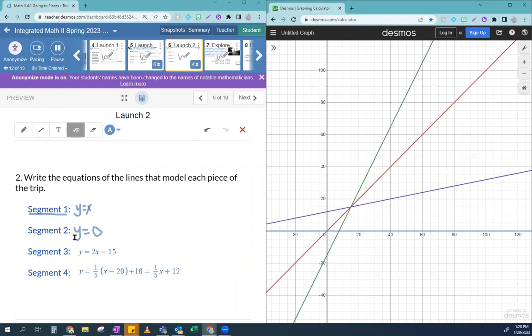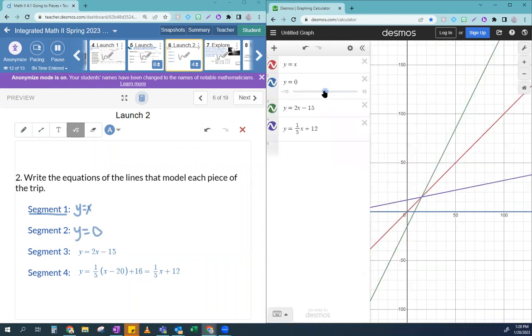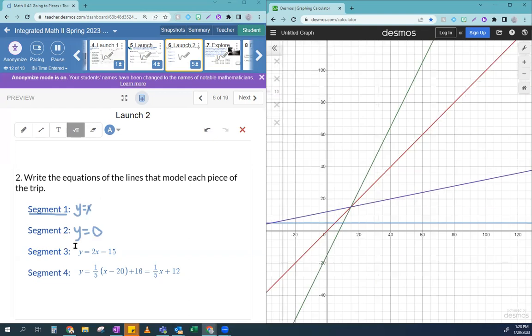I put y equals 0. Oh, this should have been 5. Sorry. I don't know why I keep putting that. I'm going to make this 5. My bad. There it is. So you can kind of see, I don't know why this is wrong here. Let's fix this. Let's erase Miss Johnson.